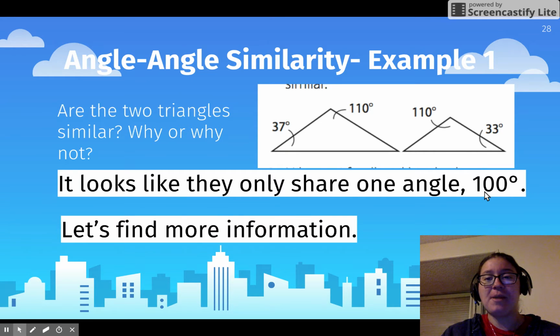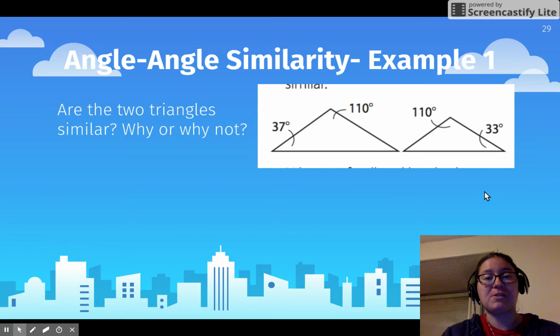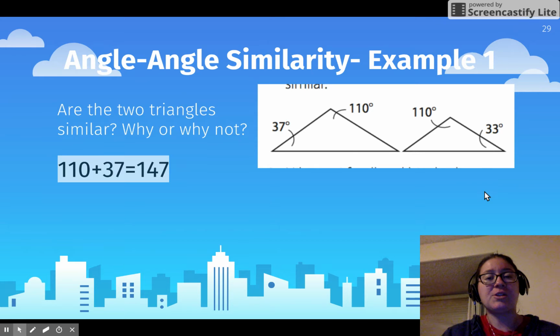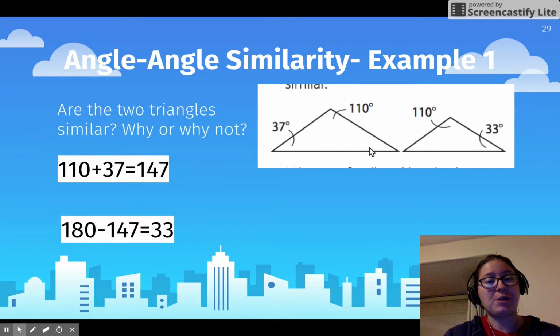So let's find more information. We're going to use that triangle sum theorem to find the missing angles. So 110 and 37 is 147. See if you can find that third angle by subtracting. 180 minus 147 is 33. So it actually does turn out that the right angle that's missing here is the same as the right angle that's given in the other triangle. So the two triangles are similar.